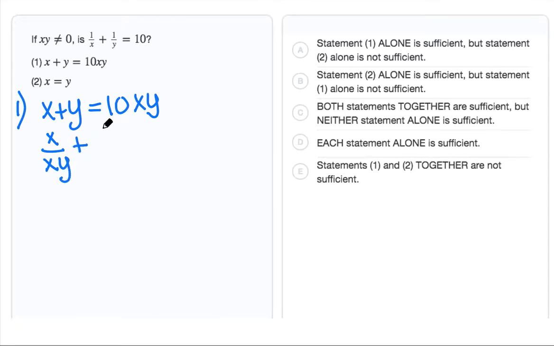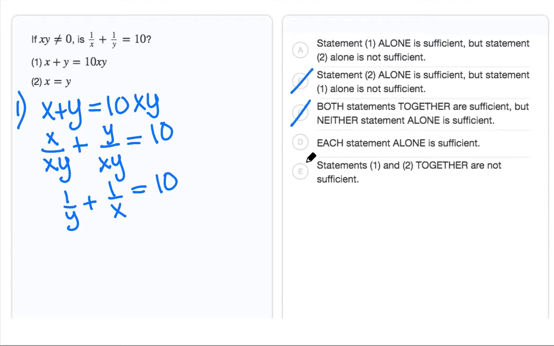I'll get x over xy plus y over xy has to equal 10. Now, simplifying and canceling, we'll get 1 over y plus 1 over x is equal to 10. And that looks pretty similar to what we're trying to figure out. So it turns out statement 1 alone is sufficient. So we can immediately eliminate choices B, C, and E.